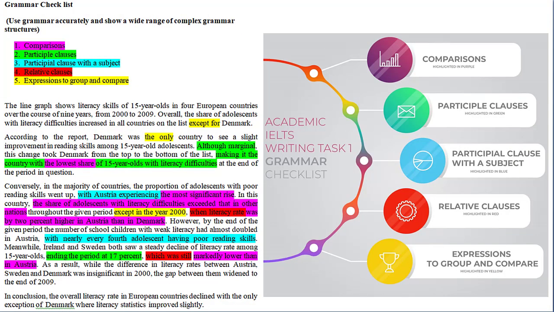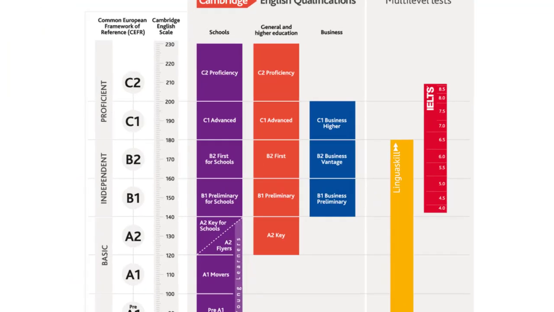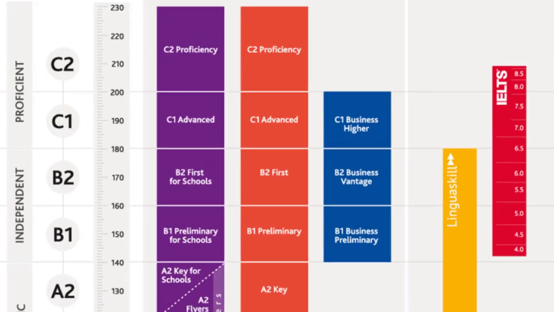The last criteria is grammatical range and accuracy. And similar to the use of the vocabulary, here we are primarily concerned with the correct use of grammar and its range, variety, and complexity. You also need to be mindful of punctuation. Once again, the Cambridge reference comes in very handy here.